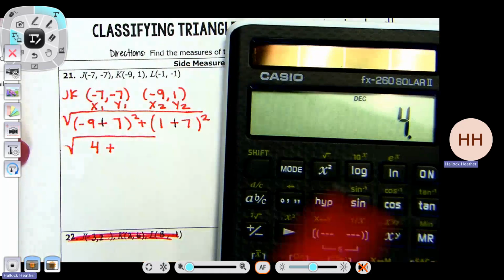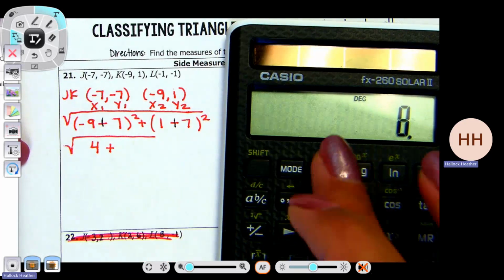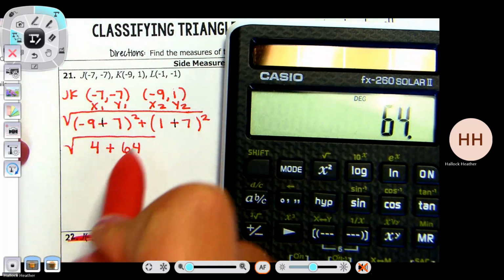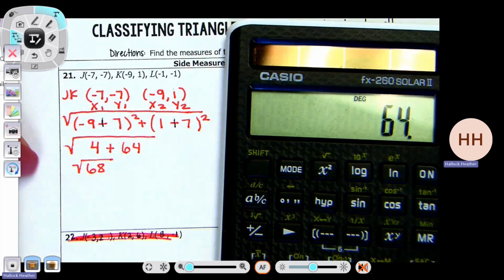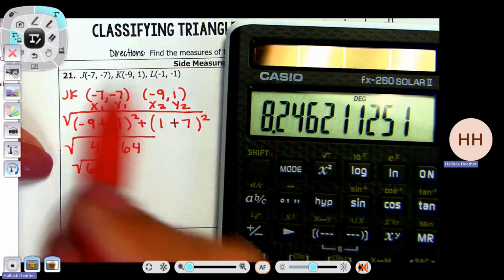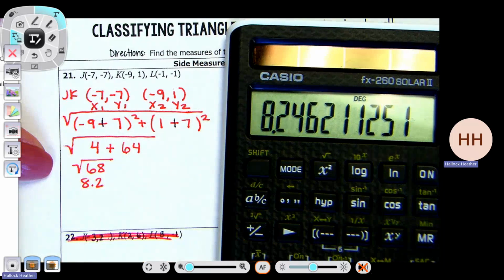Okay. Over here, I'm going to do the same thing. I'm doing 1 plus 7, which is 8. And then I'm squaring it, which makes 64. If you add them, you get 68. Now you could take 68 and square root it. Let's round to the nearest decimal, I guess. So we'll say 8.2. So it's around 8.2.